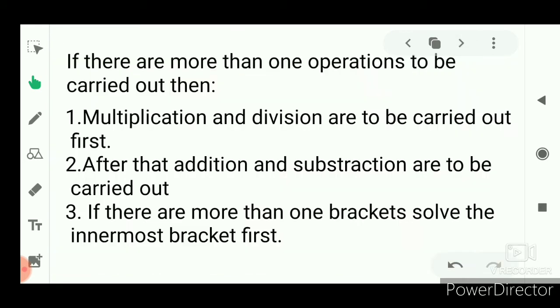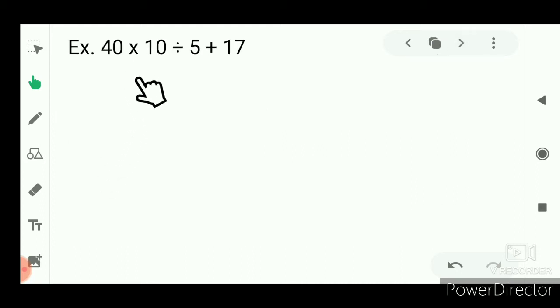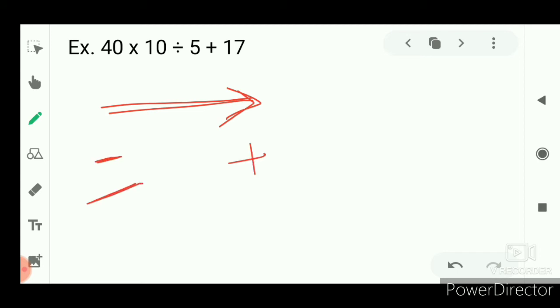The next rule is, after carrying out the multiplication and division, we have to look for addition and subtraction, and we have to follow the sequence from left to right. If addition or subtraction are present, then we solve them from left to right. If here is minus and here is plus, then we carry out subtraction first and then addition.